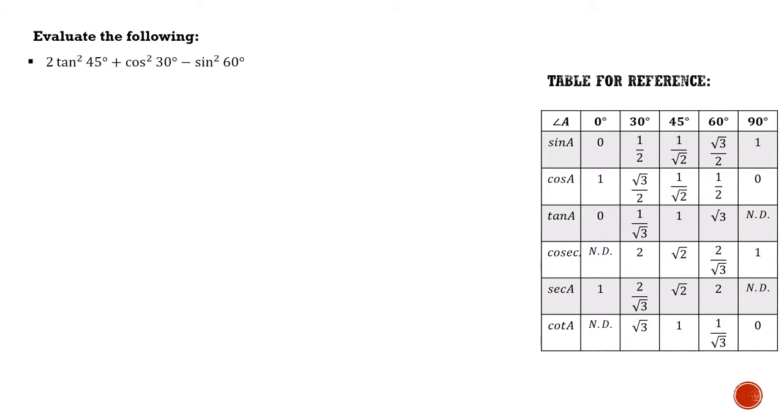Question: 2 tan square 45 degree plus cos square 30 degree minus sine square 60 degree. We have to evaluate the given expression. Let's see. Let's proceed ahead. So this is what we will get. Now let's have a look.